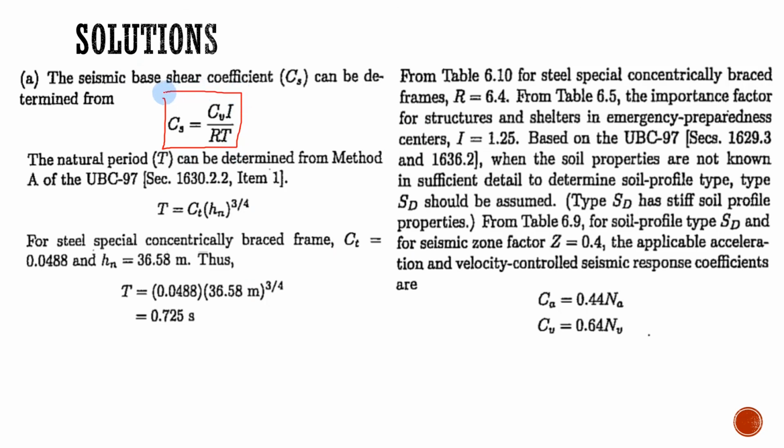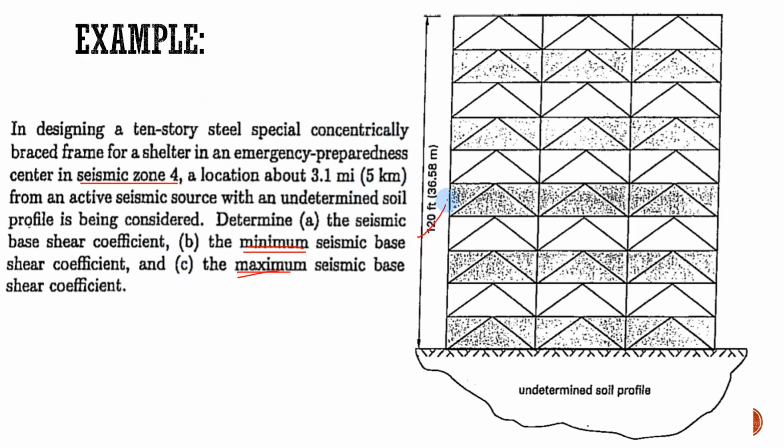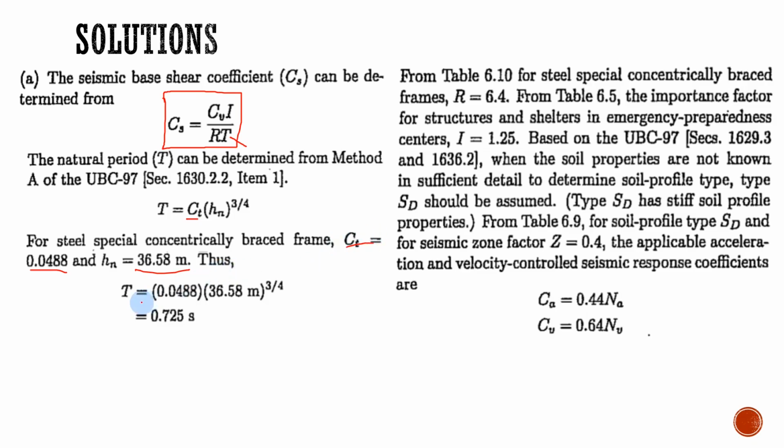Usually we first solve for CS, and for that we first solve T using method A. CT: this is a steel special concentrically braced frame, not a moment resisting frame and not an eccentrically braced frame, so it falls under all other buildings. That is why CT is 0.0488, and hn is 36.58, the given height. Therefore T is equal to 0.0488 times 36.58 raised to 3/4. So our time T is 0.725.